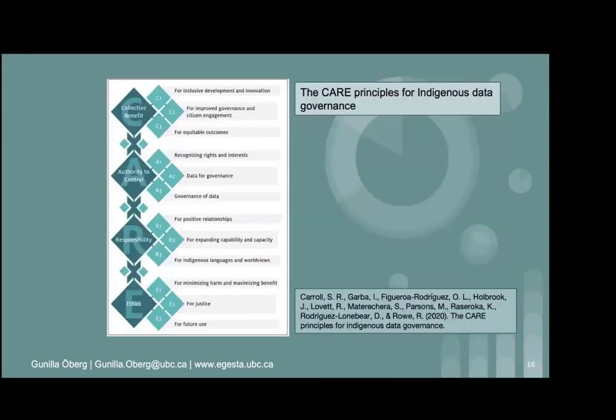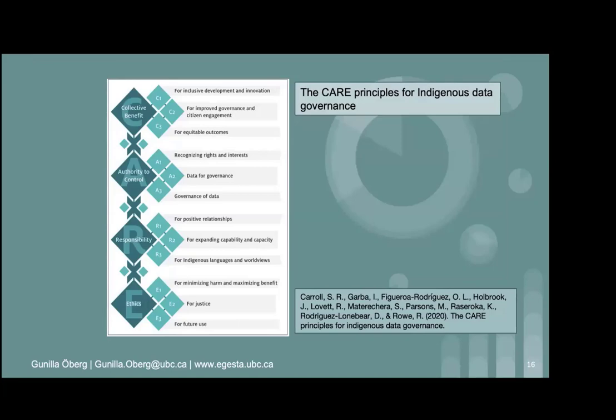So they developed the CARE principles. And I don't know if you can see here, but the C is collective benefit for inclusive development and innovation, for improved governance and citizen engagement, and for equitable outcomes. They have authority to control, recognizing rights and interests, data for governance.